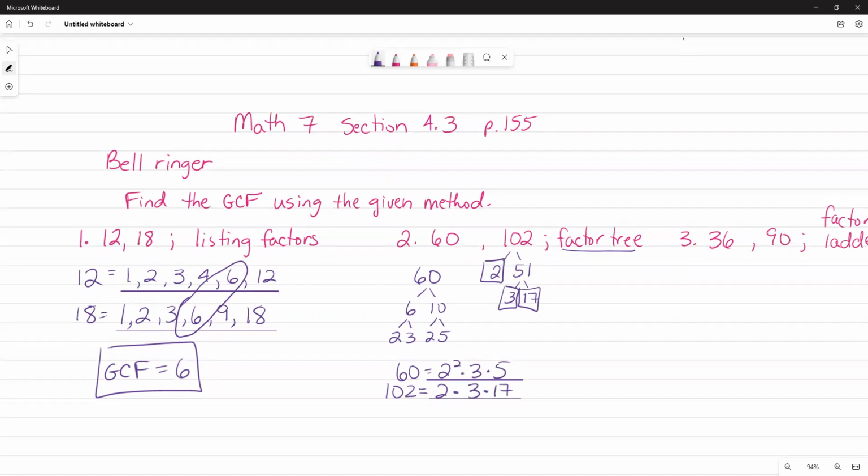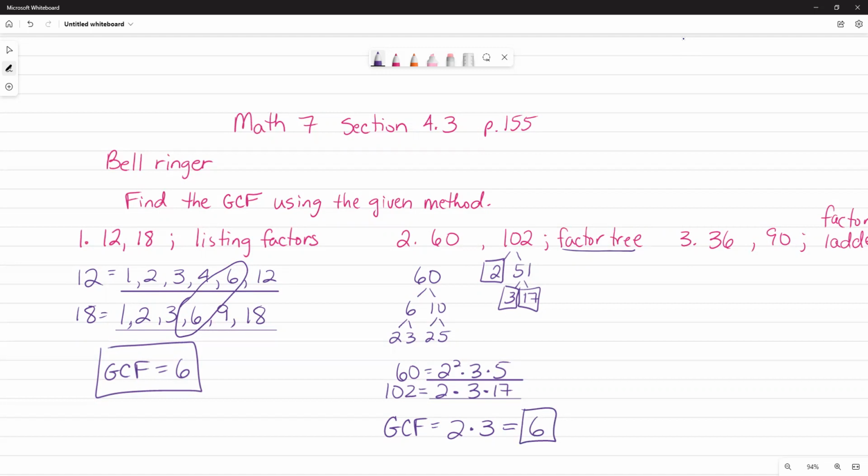So what common factors do I have between these two? Right, I have a 2 and I have a 3. Then once I write all the factors that exist in all the numbers I'm comparing, in this case 60 and 102, then I look at which one has the smallest exponent. In this case, the 2 has an exponent of 1, understood 1, and the 3 has an exponent of 1. So what's the greatest common factor? Which is?